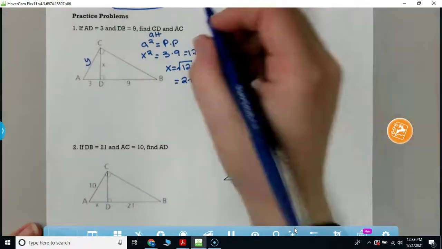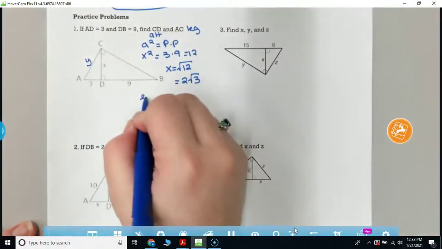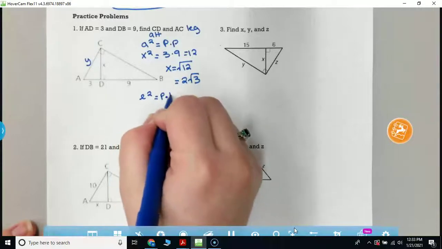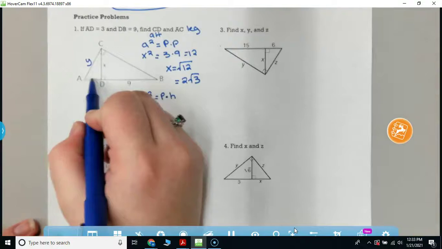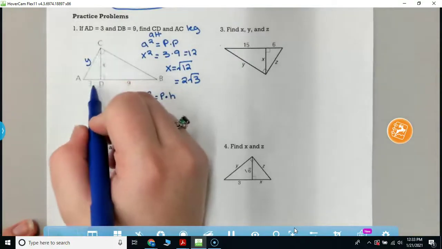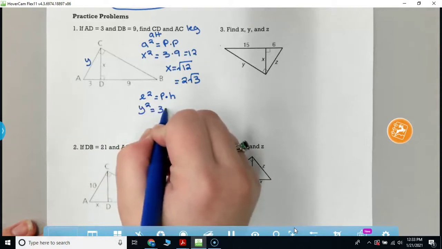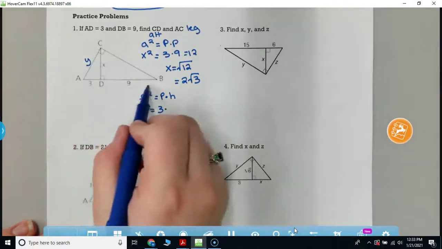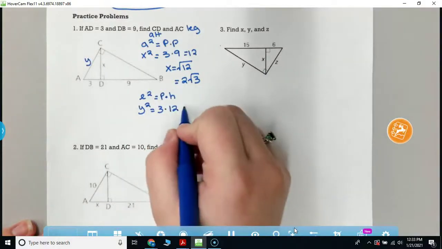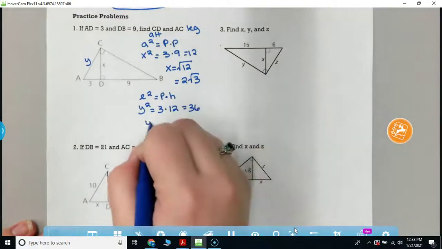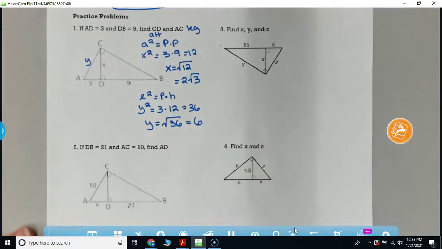Then AC is a leg, and so the formula I'm going to use there is leg squared is equal to part times hypotenuse. And so remember, the part we're using needs to be from the same side of our triangle. So if I'm solving for y, the part I'm using is going to be 3. So y squared is equal to 3 times... My hypotenuse is the sum of these two parts. So that's 12. 3 times 12 is 36. So y is the square root of 36, which is 6. So that is the length of AC.